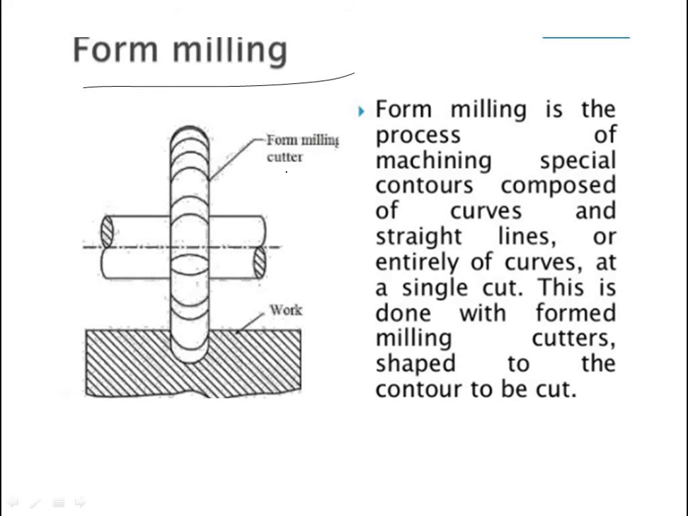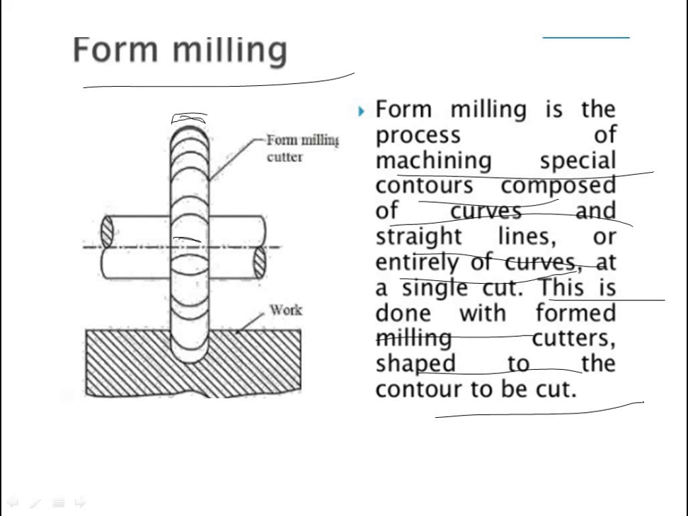Next one will be form milling. Form milling cutter, you all can see the shape of the form milling cutter. Form milling is the process of machining special contours composed of curves and straight lines or entirely of curves. It is in a curved shape. You all can see it is in a curved shape. At a single cut it will take a curved shape. This is done with a form milling cutter shaped to the contour to be cut.